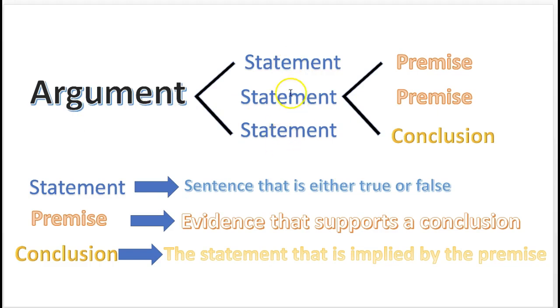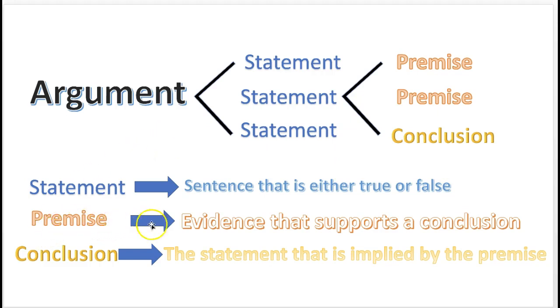So we've learned already what an argument is. An argument is a group of statements with the intention to prove something. It consists of premise and conclusion. Now, what is a statement? A statement is a sentence that is either true or false. This apple is red. That is a statement. It's either true that this apple is red or it's false that this apple is red. It's a statement. It's a claim.